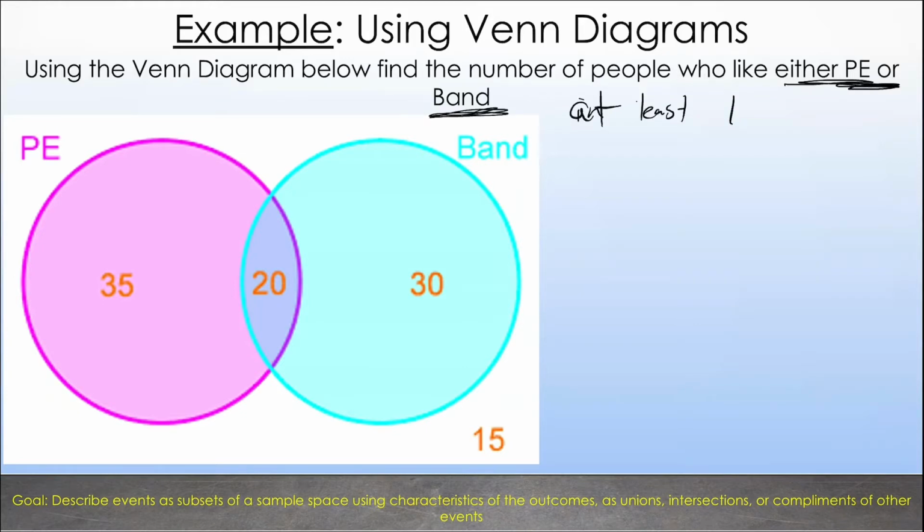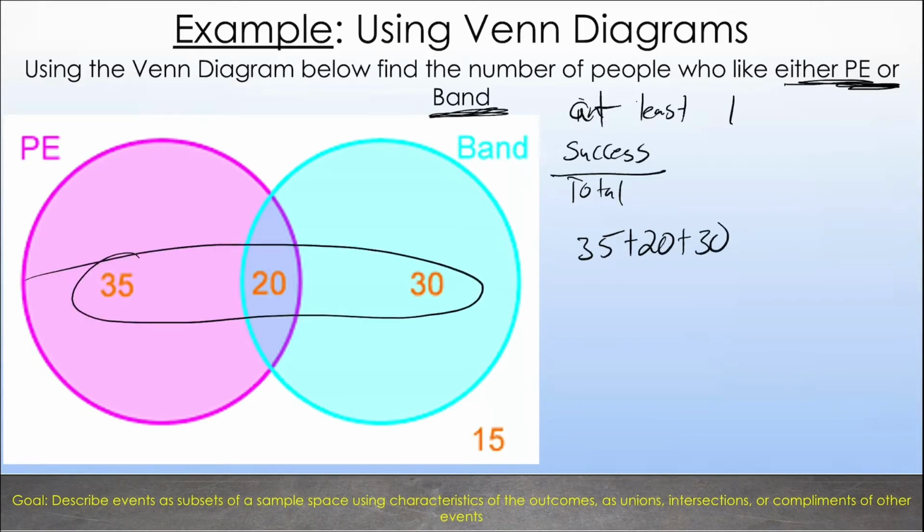So I would say, all right, to find a percentage, we're going to look at the success. What we would consider success would be someone that likes either PE or band, divided by the total number of people. So how many people like PE or band? That would be 35 plus 20 plus 30. All of these people like at least one of PE or band, divided by my total number, so 35 plus 20 plus 30 plus 15.